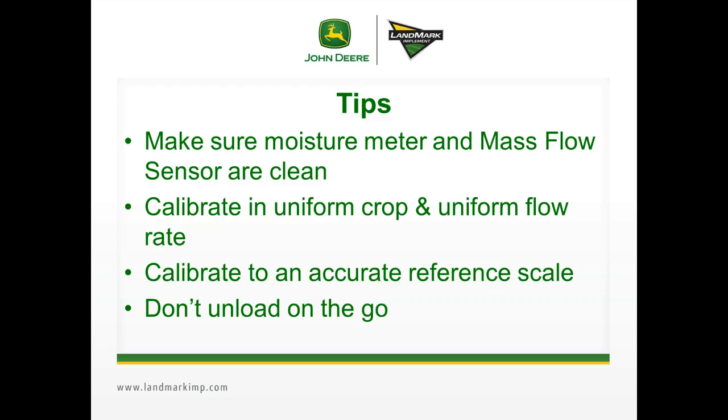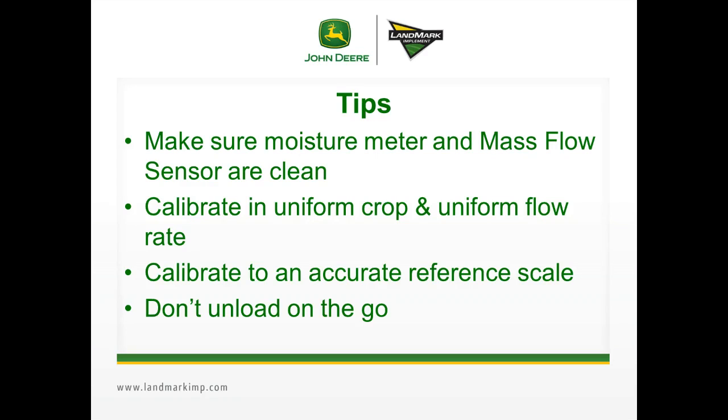Just some tips before we do our calibration. We want to make sure our moisture meter and our mass flow sensor are clean. A lot of times the combine could be stored in the shed over winter, and some gunk could be left behind those mass flow plates or in the moisture meter. So we want to make sure that those are clean. We also want to make sure that our mass flow sensor pad is not worn, because that could lead to erratic readings as well.